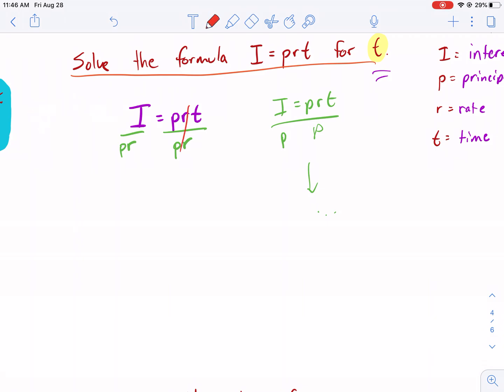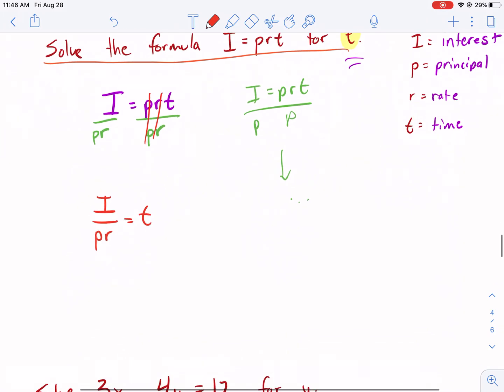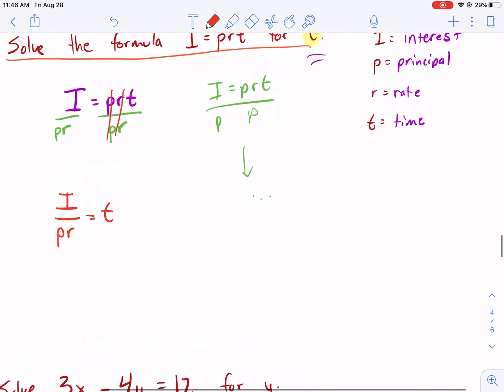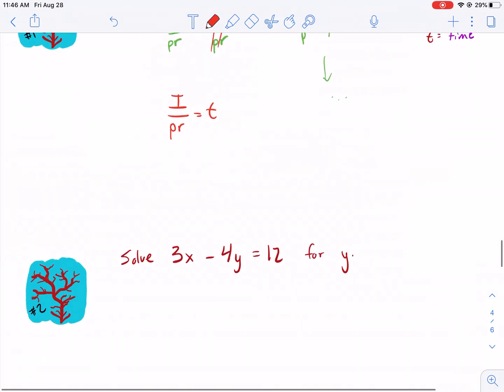So we cross off the P and the R's, and now we are left with I over PR, and that equals T. So we're done. Now we have T all by itself on the equal sign, and that's the output, and the input is the interest and the principal divided by the principal and the rate.